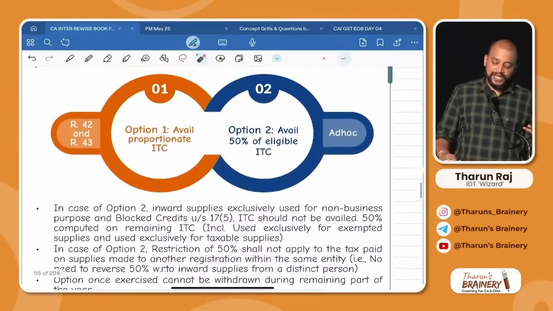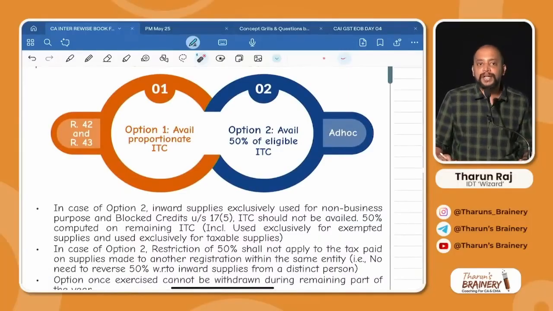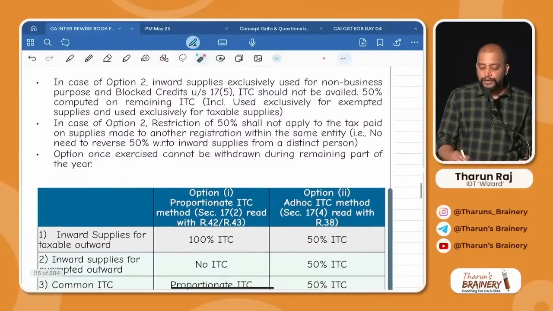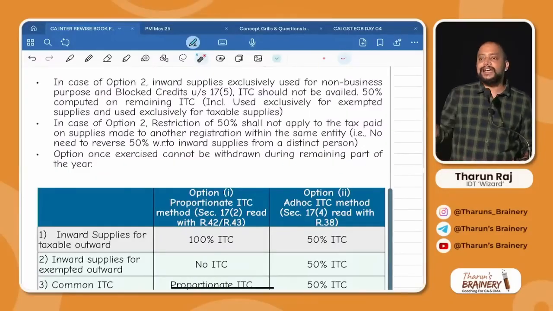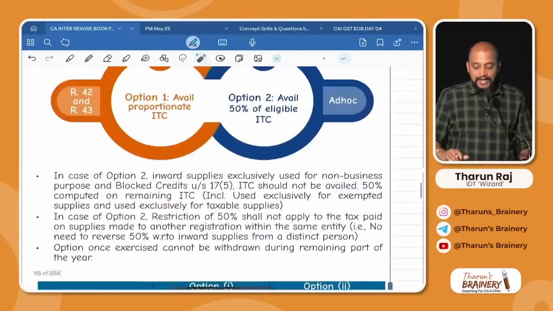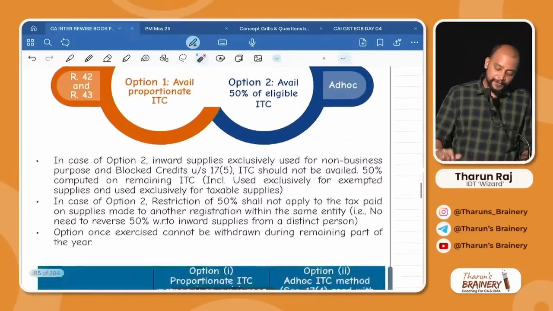Sir, when should we decide between option 1 and option 2? I have to decide in the beginning of the financial year. Once decided, the option will be applicable throughout the financial year. Once exercised, it cannot be withdrawn during the remaining part of the financial year. This means I need to choose the option yearly, before commencement of the year itself, either the proportionate ITC option or the ad hoc ITC option.